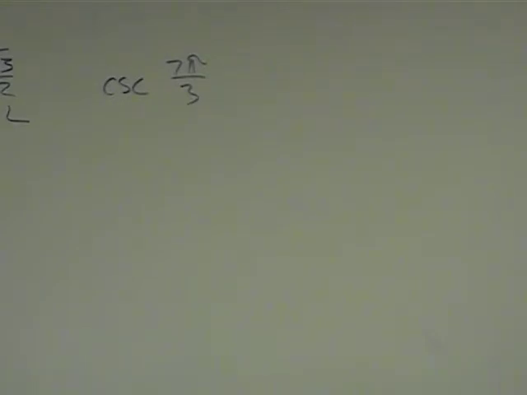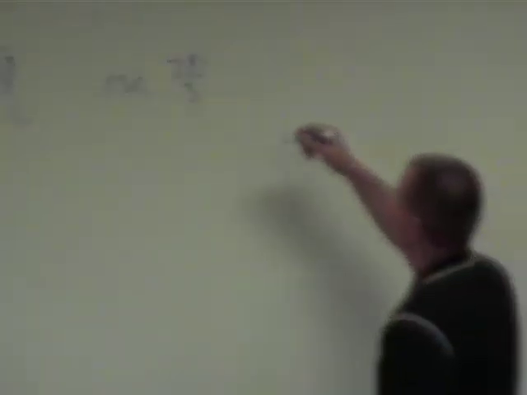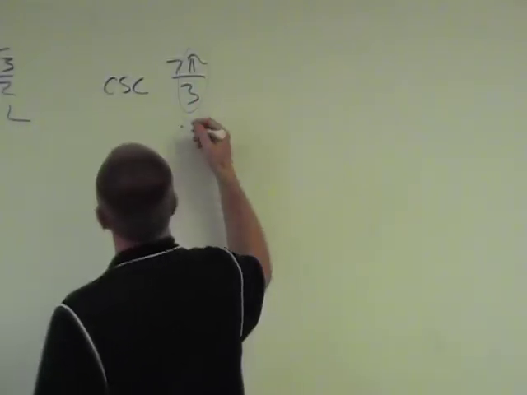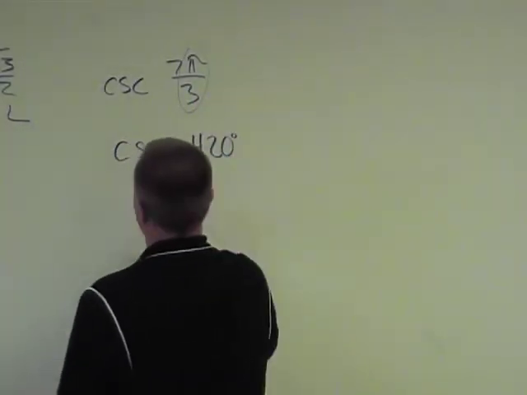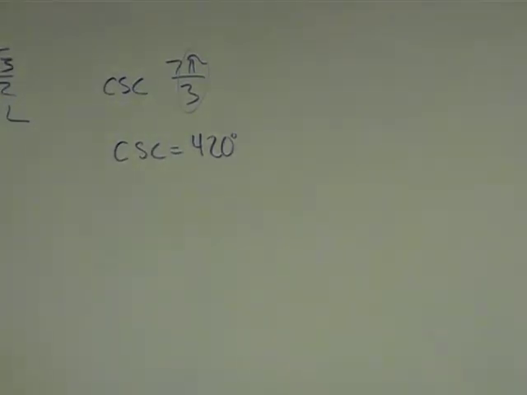Pi over 3. You should have gotten this far by now. That's 60 times 7, making 420 degrees. Where does that end up on the unit circle? 360 is all the way around once.